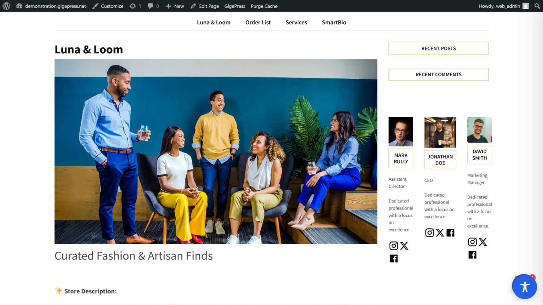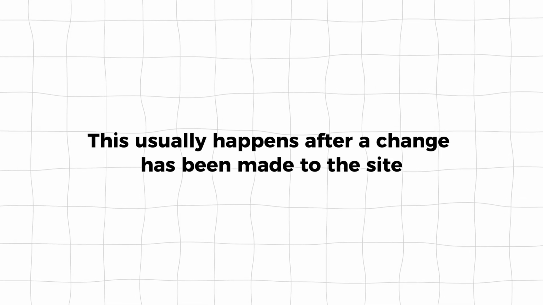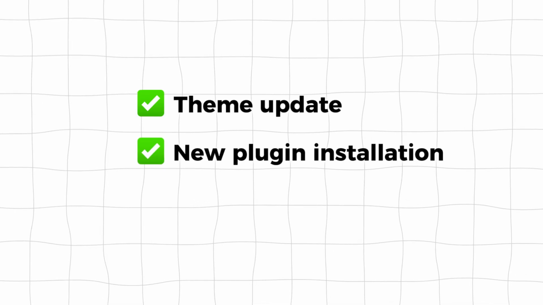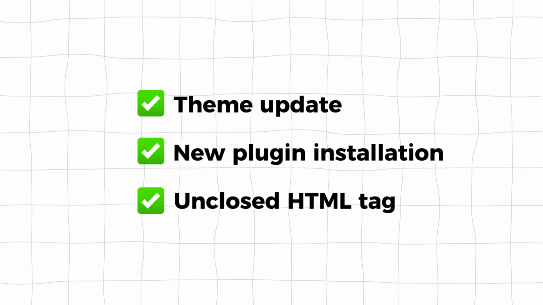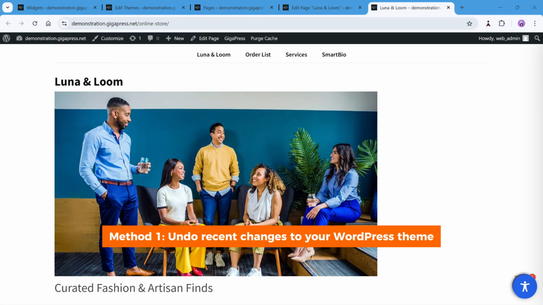Before we dive in, you need to know what causes the sidebar to appear below the content. This usually happens after a change has been made to the site. That could be a theme update, a new plugin installation, or even an unclosed HTML tag can throw off the layout. So you need to find out first what's causing this WordPress sidebar issue before you can fix it. Let's start with method 1.